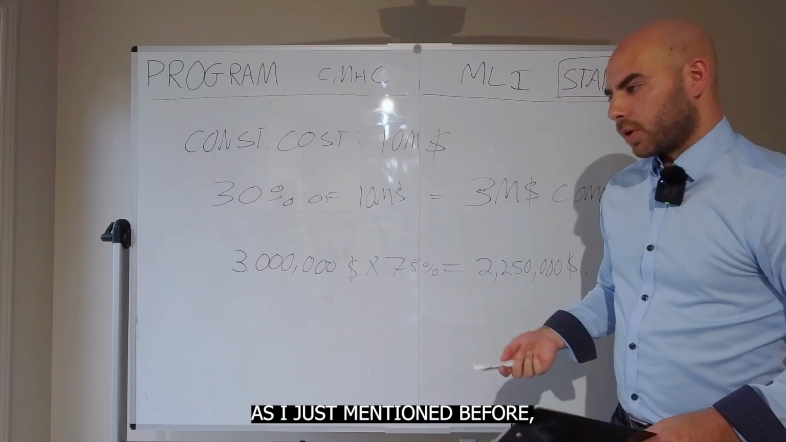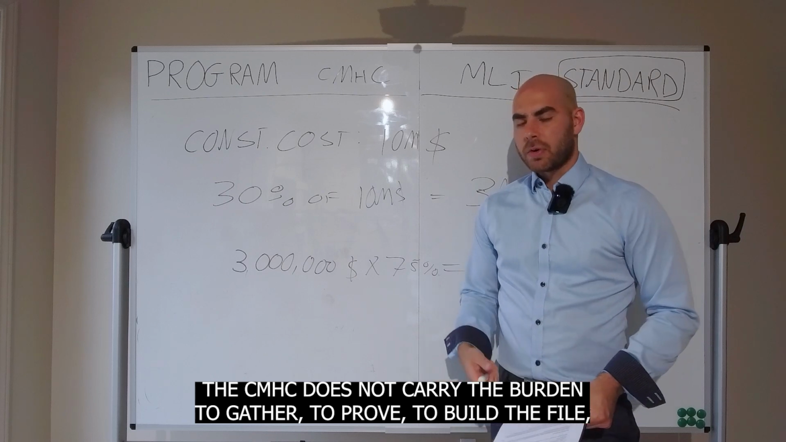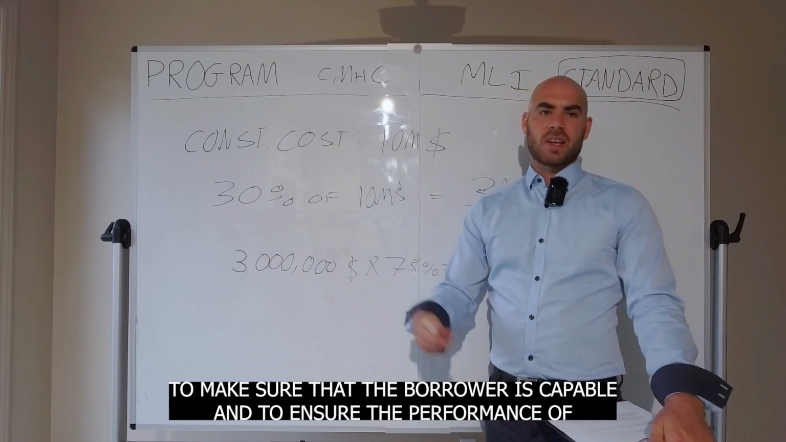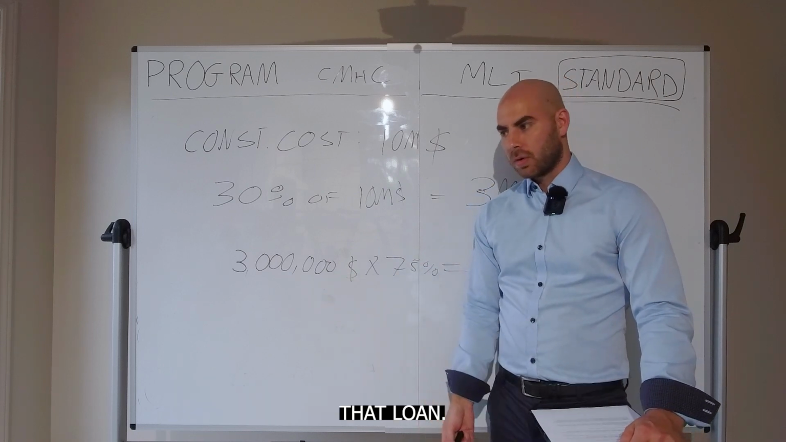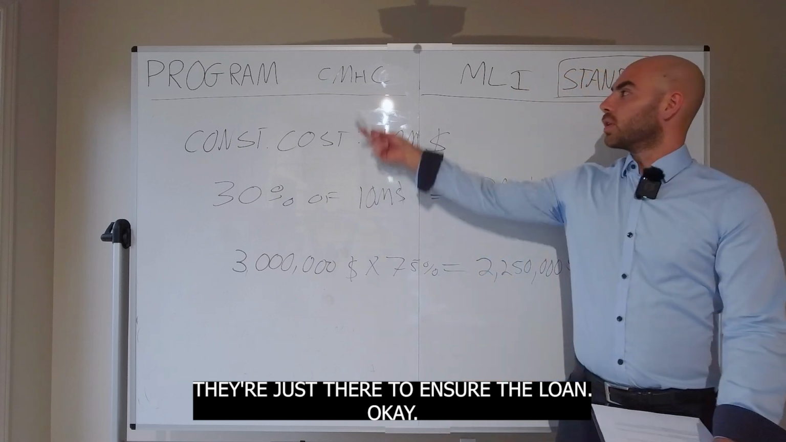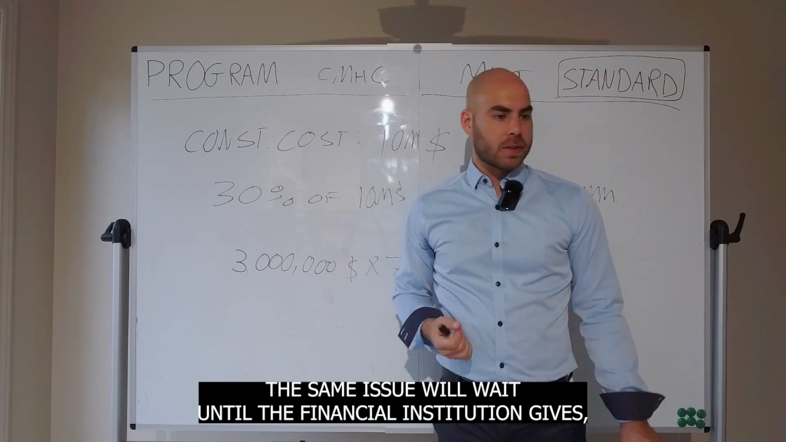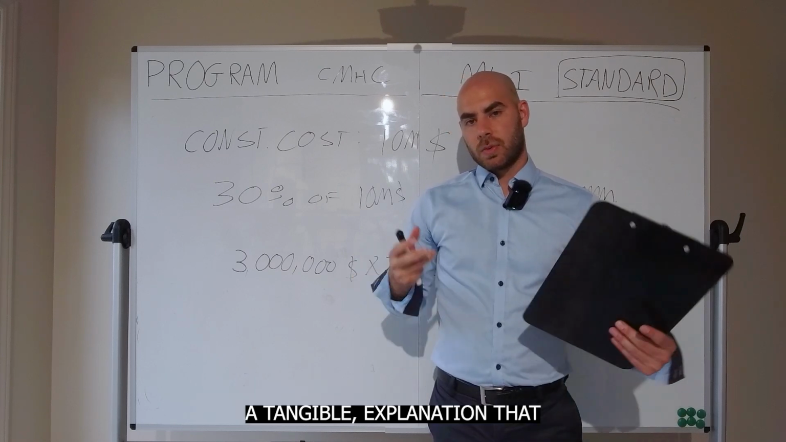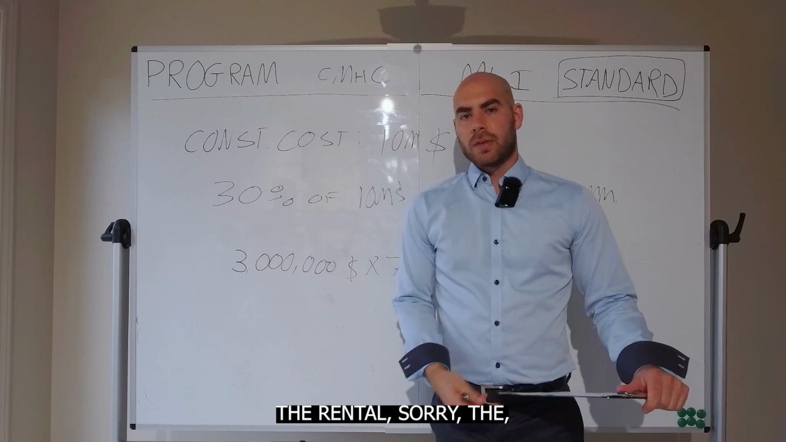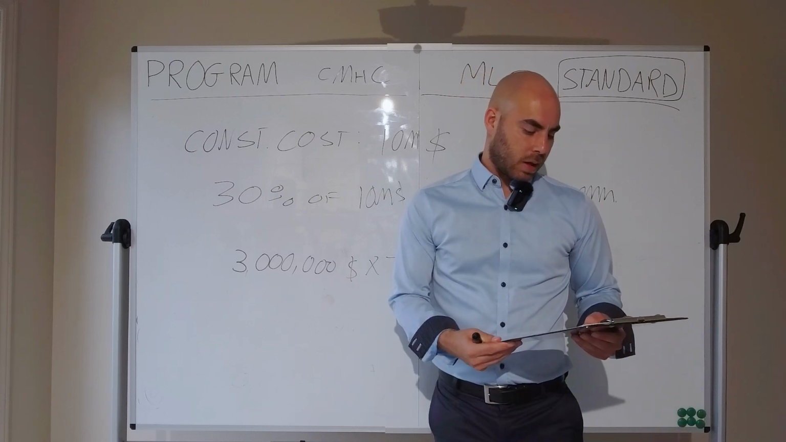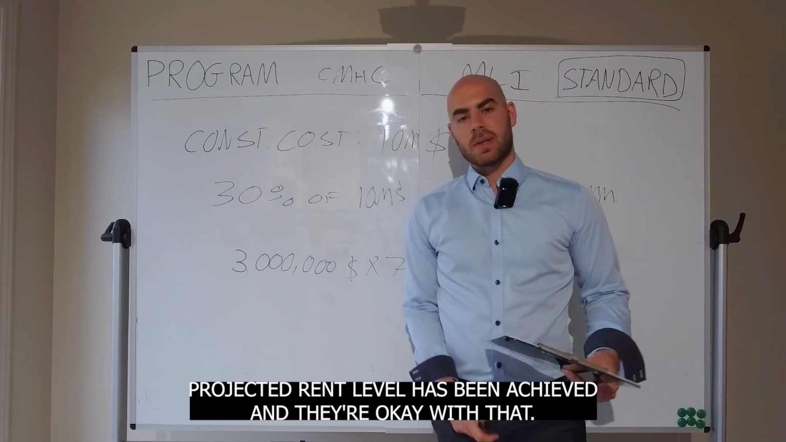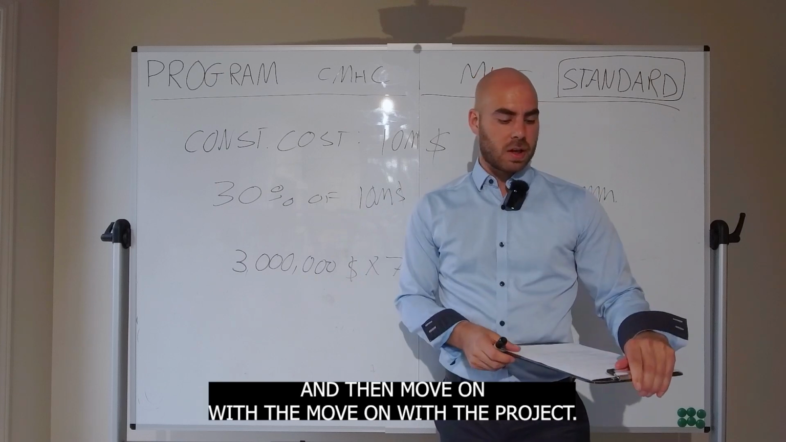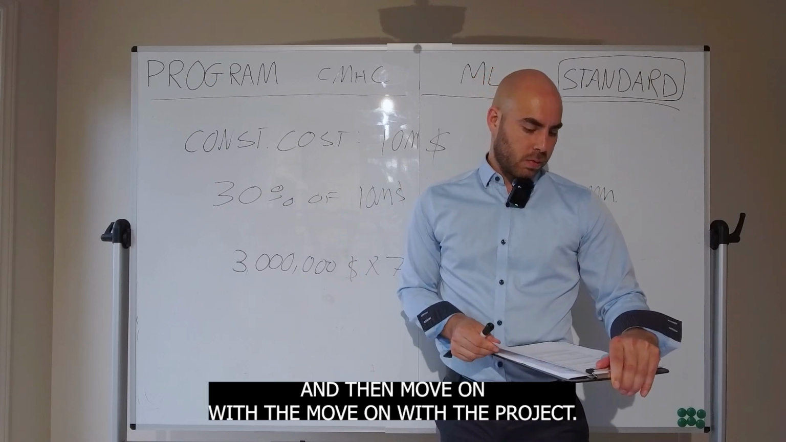As just mentioned before, the CMHC does not carry the burden to gather the proof, to build the file, to make sure that the borrower is capable and to ensure the performance of that loan. They're just there to ensure the loan, okay? The CMHC will wait until the financial institution gives a tangible explanation that the projected rent level has been achieved, and they're okay with that. And then they will provide the proof to CMHC and then move on with the project.